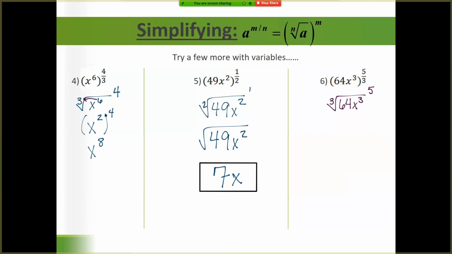So to simplify this, the first thing I need to figure out is the cube root of 64. So 3, second key, caret key, 64 equals 4. Because 4 times 4 times 4 is 64. If I have x to the third and I want to make as many groups of 3 as I can, I can make one group of 3 from 3. This is still to the fifth power.